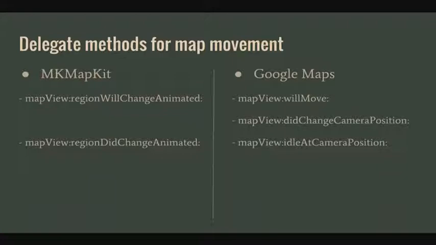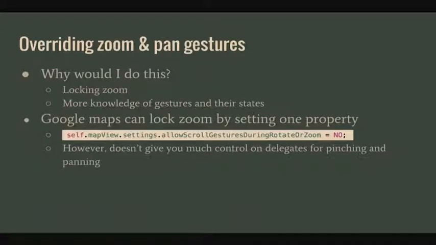So that's where we come to overriding the zoom and the pan gestures. So why would I do this? Well, first and foremost, you can get a locking zoom feature pretty easily. Second of all, you can get more knowledge about these gestures and their states, and you can make your own callbacks or blocks to make your map do exactly what you want.